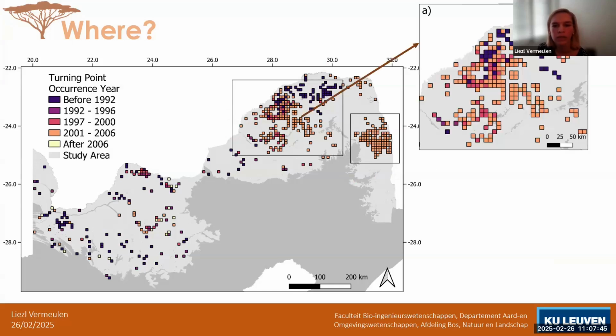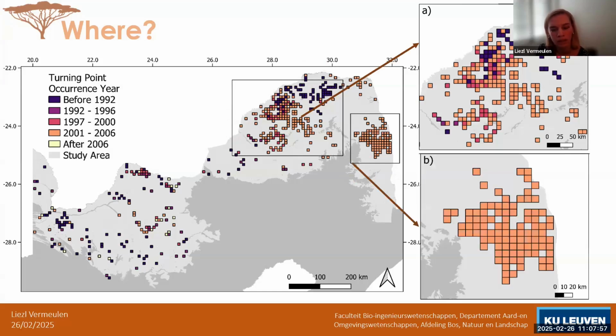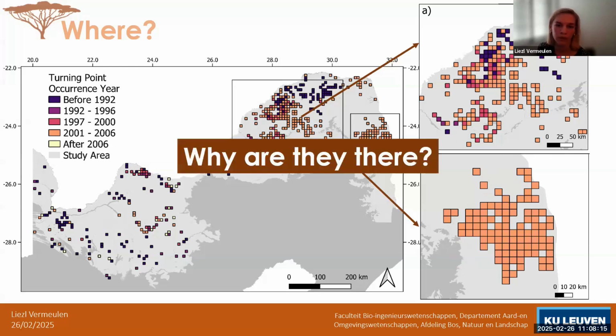So the first cluster is much more dispersed spatially, so it's spread out, and also in time. So you can see there are a lot of different colors which represent a lot of different years that these shifts occurred. But then when we looked at the second cluster, it's much more uniform. It's very centrally located in one area, and all of the shifts occurred at the same time period. So we'll come back a bit later to zoom into this cluster B, why this happened here. But before we do that, we first want to answer the question, why are they here? Why did these abrupt shifts occur in these specific locations?